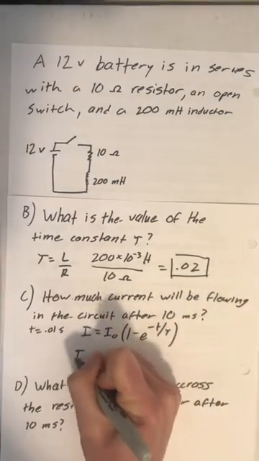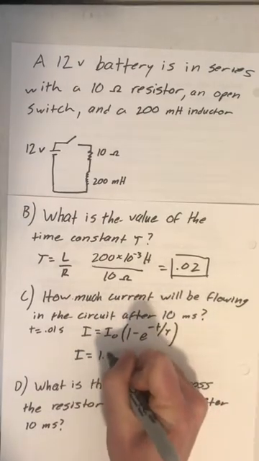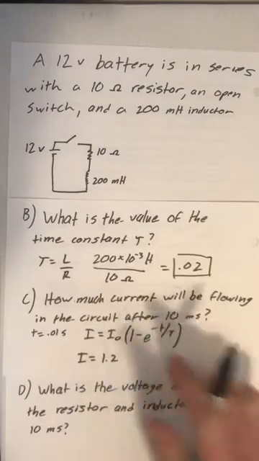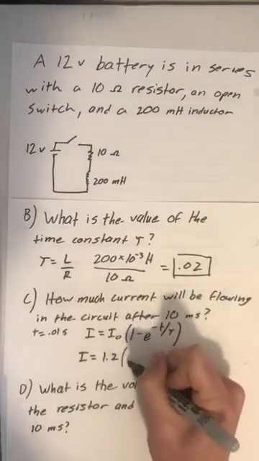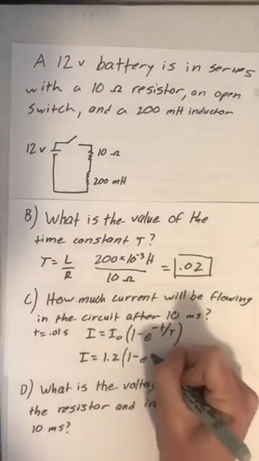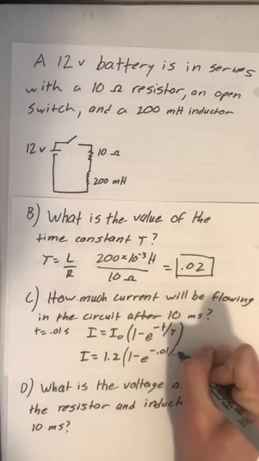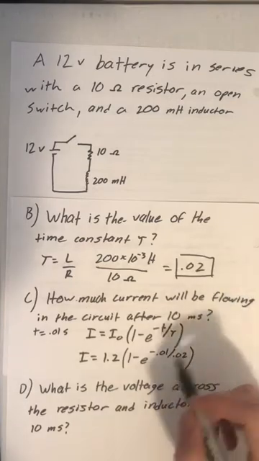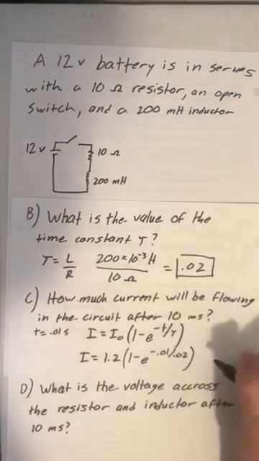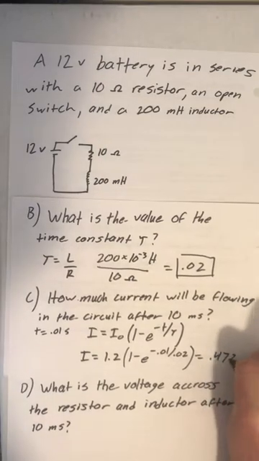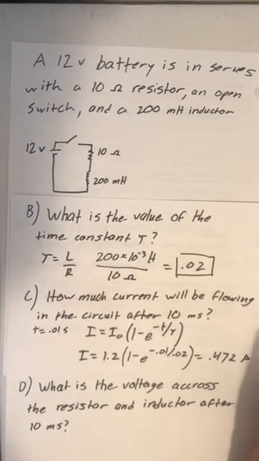So if we do I is equal to I naught, which is the 1.2 amps we got in that first part. That's the initial current. Times 1 minus e to the negative 0.01 divided by 0.02. That's our time and then our tau. That is going to be equal to 0.472 amps.